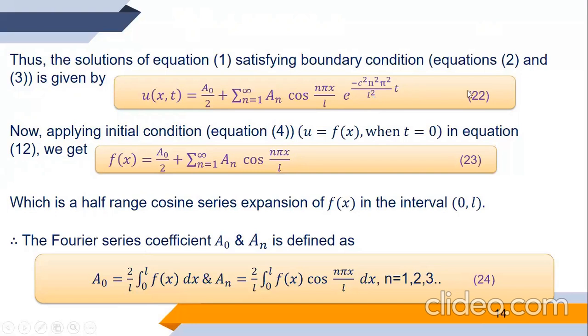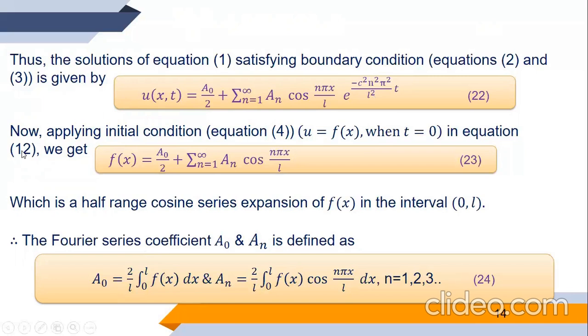So equation number 22 is the solution of the given equation 1, which satisfies both boundary conditions. So for k equal to 0 and k less than 0, we get the solution form which satisfies the boundary condition. Now we apply the initial condition, equation number 4, where u is equal to f(x) when t equal to 0, in equation 22.